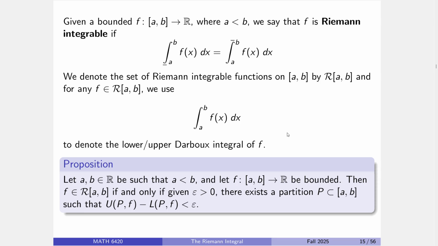Cool. So let's make our first epsilon attack here for the Riemann integral. Here we'll see that a function is Riemann integrable if and only if, given an epsilon, there is a partition so that the upper and lower Darboux sums are within epsilon of each other. So here's our first attempt at an epsilon. We'll go ahead and prove that.